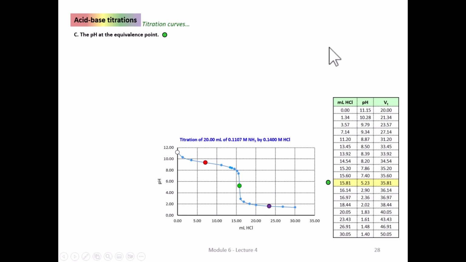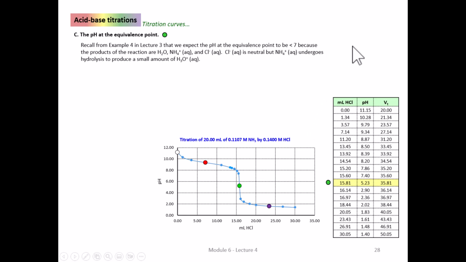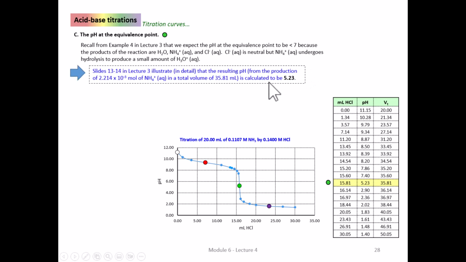How about the pH at the equivalence point? Well, if you recall, in lecture 3, when we did this example, we said the pH at the equivalence point needed to be less than 7 because one of the products is acidic in water. That would be the ammonium ion. We actually did take the time to explicitly calculate what the pH would be when we had 2.214 times 10 to the minus 3 moles of ammonium ion in a total volume of 35.81. That would be the total volume at the equivalence point. And we said it would be 5.23.